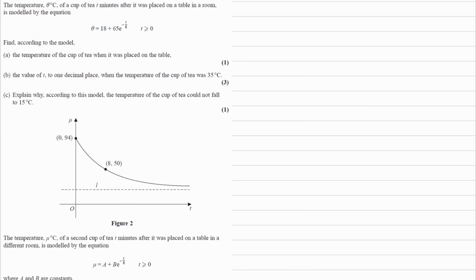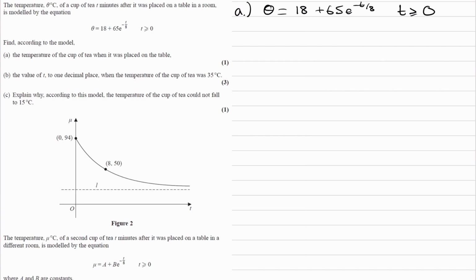So for part A, we're told that the temperature theta of a cup of tea t minutes after it was placed on a table in a room is modeled by this equation. Theta is equal to 18 plus 65 e to the minus t over 8. We're told that t is greater than or equal to 0, which makes sense because t is time. And the question says, find according to the model the temperature of the cup of tea when it was placed on the table. This shouldn't be too hard.